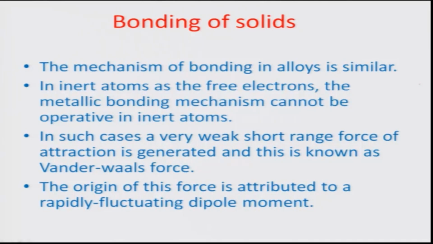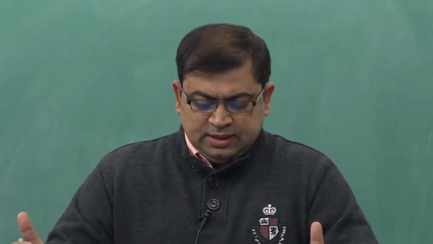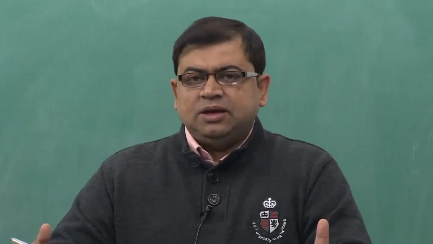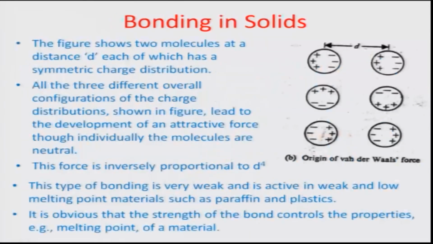The problem is that when the atoms become inert in nature and have filled up outermost orbitals, the sharing cannot really take place, and this results in a very weak short range force of attraction, which is also known as the van der Waals bond. The origin of this force is attributed to a rapidly fluctuating dipole moment. I will show you how these van der Waals bonds work.